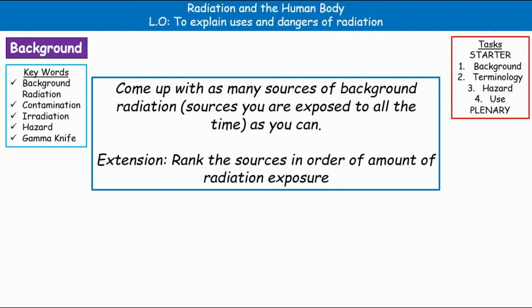And then once you've done that, rank those in order of the amount of radiation they expose you to. So next to the one that you think gives you the highest exposure to background radiation, put a number 1 and work your way down to however many you've got. So I'm going to give you a couple of minutes to have a go.